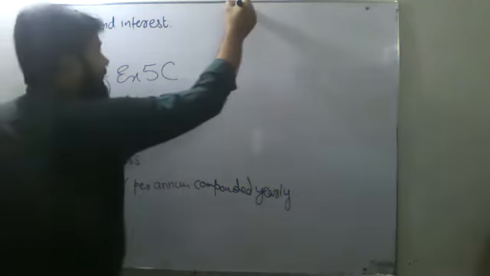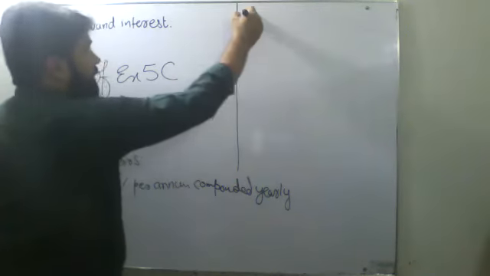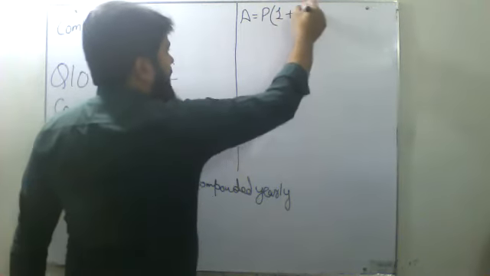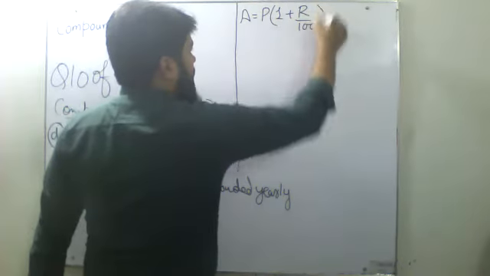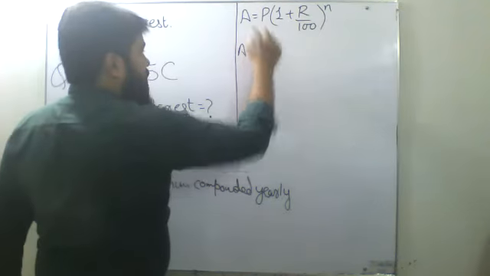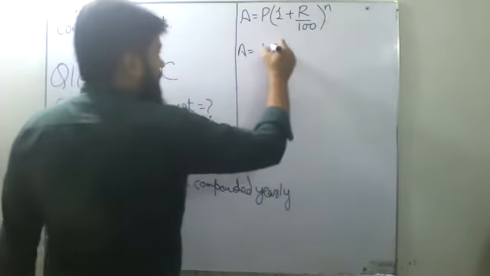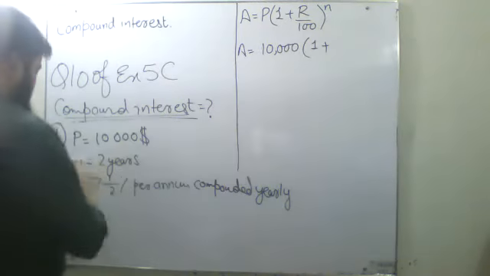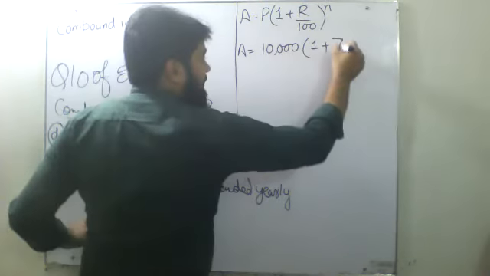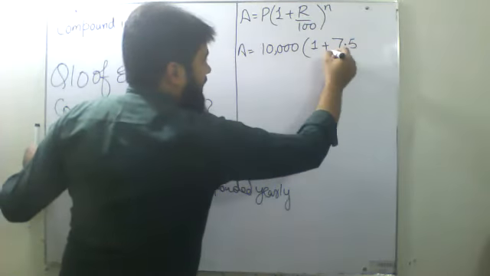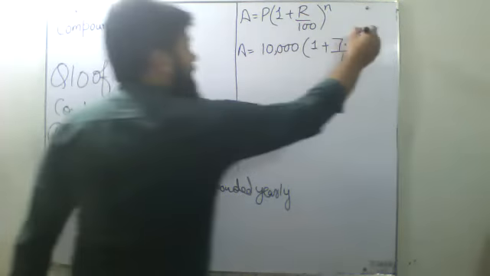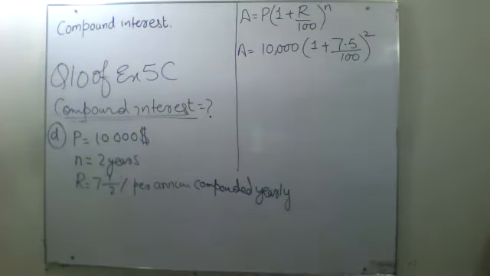How will I solve it? I will go for the formula. A equals P(1 plus R over 100) whole power n. What is P given to you? P is given $10,000. 1 plus R. R is given 7 whole number 1 upon 2, which means 7.5 over 100, and the whole power will be 2.